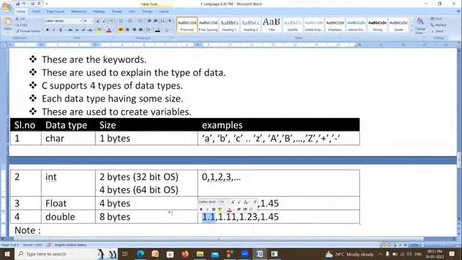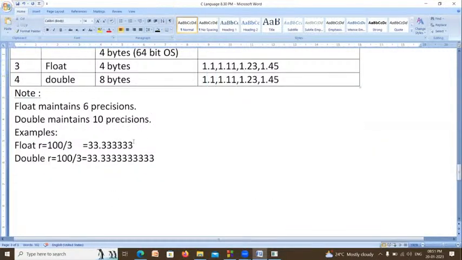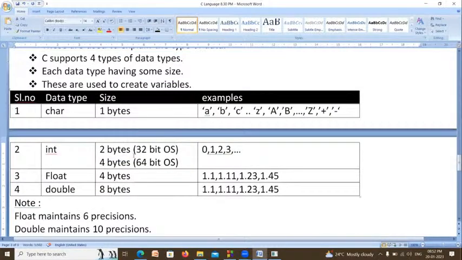Now you can get a doubt: when do we call it float, and when do we call it double? The difference between float and double is that when you mention float, it maintains only 6 precisions. The digits after the dot operator are called float precisions. So float maintains 6 precisions, whereas double maintains 10 precisions. If you want an accurate result, then you go to double. If you do not need an accurate result, then you go to float. So this is the difference between the 4 data types: character, integer, float, and double.